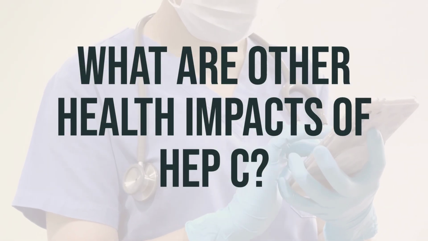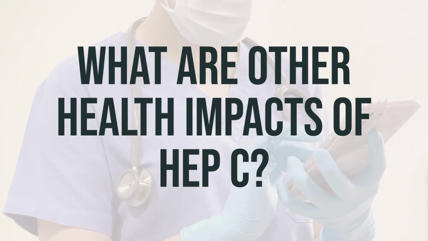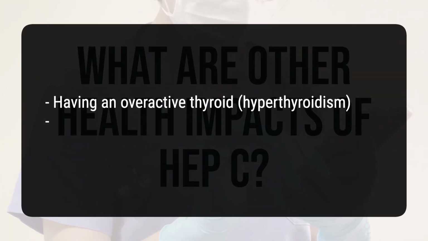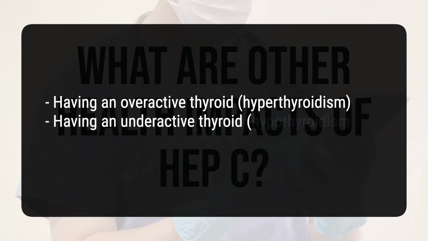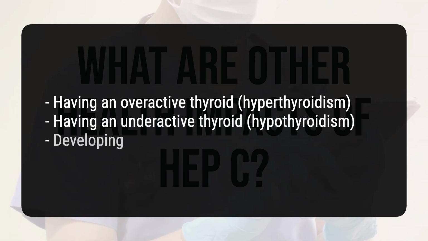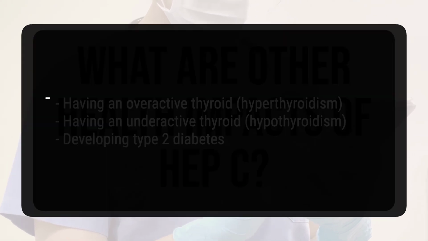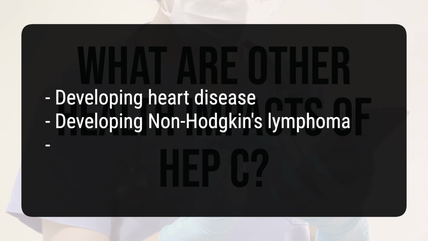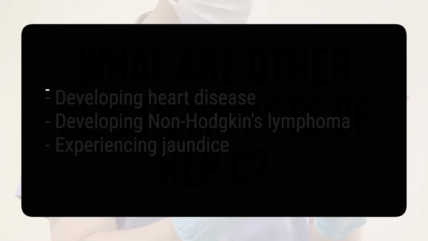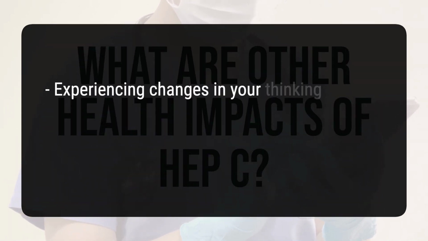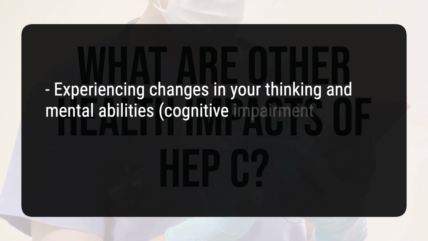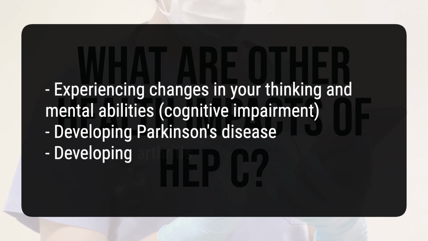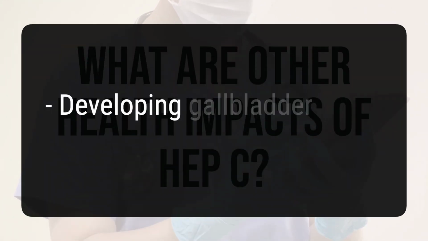This virus can also affect you in other ways, increasing the risk of having an overactive thyroid, hyperthyroidism. Having an underactive thyroid, hypothyroidism. Developing type 2 diabetes. Developing heart disease. Developing non-Hodgkin's lymphoma. Experiencing jaundice. Experiencing changes in your thinking and mental abilities, cognitive impairment. Developing Parkinson's disease. Developing arthritis. Developing gallbladder problems.